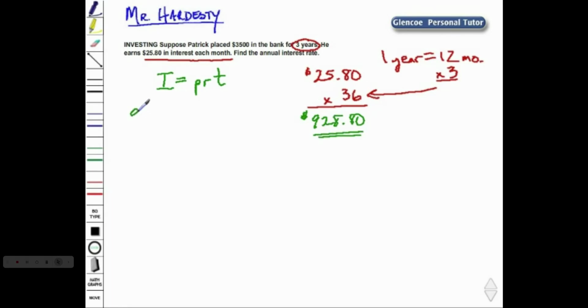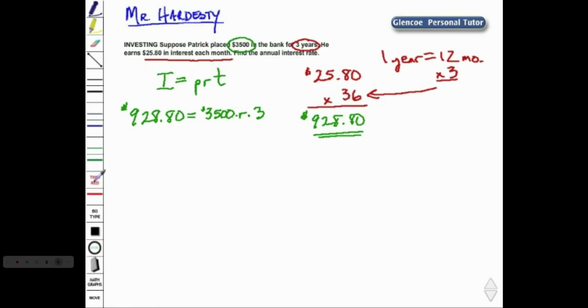So we'll come back to our formula and represent I, interest, with $928.80. P, principal. Principal is the amount we begin with, and that's $3,500. The annual rate, R, is what we're solving for. And finally, T, we've already talked about. The investment lasts 3 years.